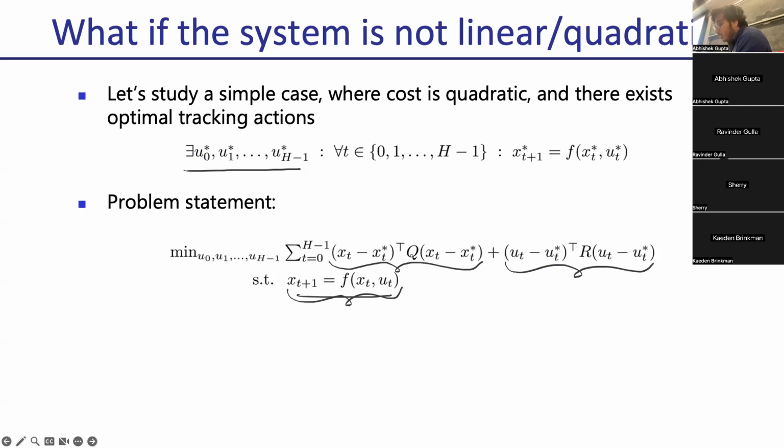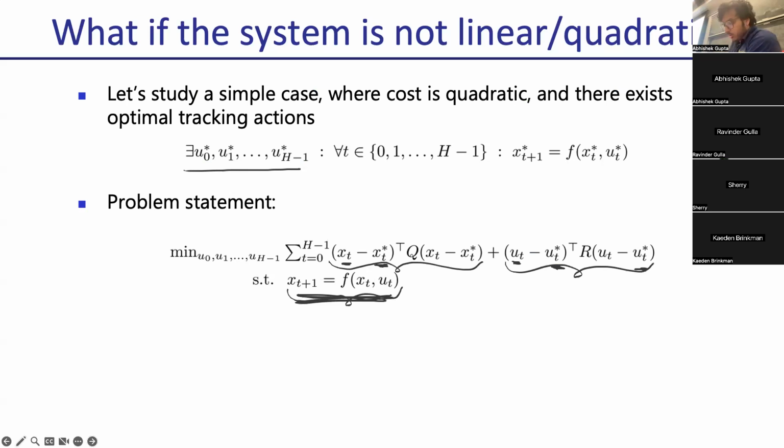So it's trying to say that from xt, you're trying to get close to xt star, and in ut, you're trying to get close to ut star, right? And the cost is minimized when xt is equal to xt star and ut is equal to ut star, and the system is subject to nonlinear dynamics f, right? And you're trying to find the feedback controller, which you can apply to get these actions, right?